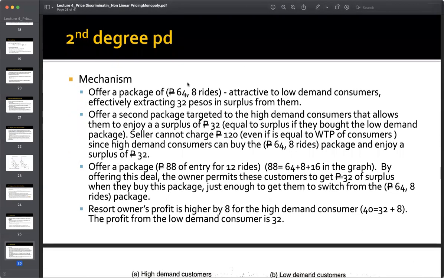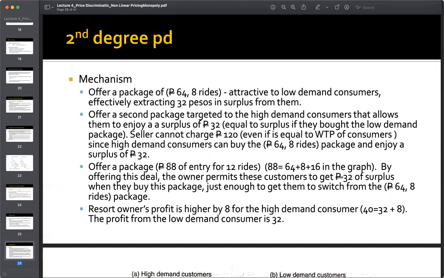So here's the mechanism. First, you offer the low package, right? 64 for 8 rides, and you will be extracting 32 pesos from the low. Now, offer a second package to the high demand consumers. However, you make sure to leave them 32 bucks, because 32 bucks is exactly enough to get them to move to the low package. So instead of charging them 120, you charge them 120 minus 32, and it happens to be 88.